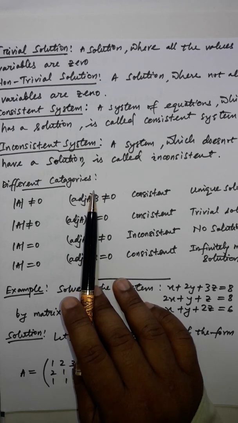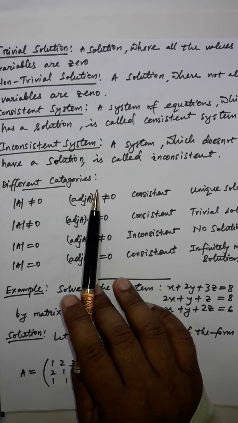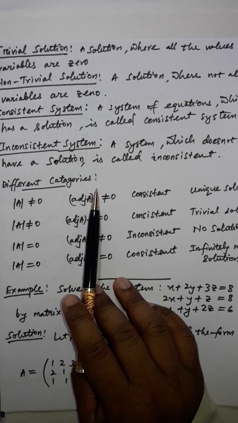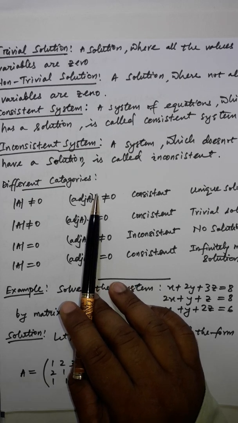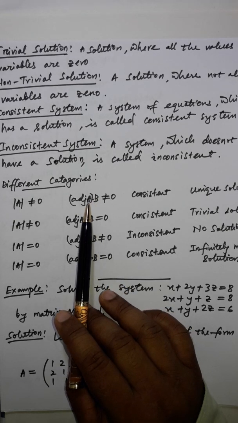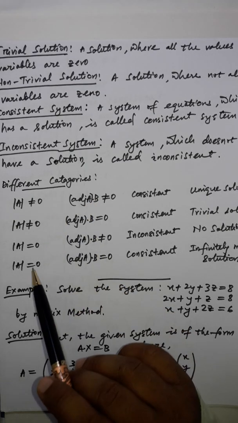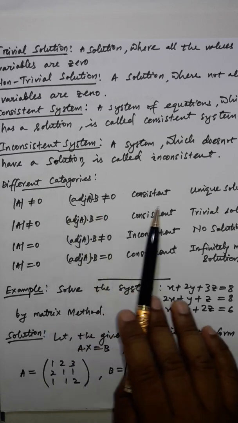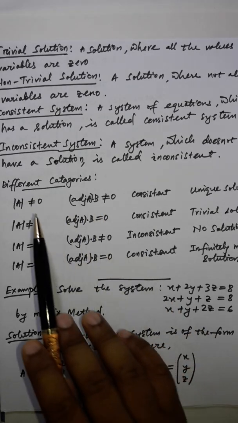Now as we know, the solution of the system of equations depends on the product of the adjoint of A with B and the determinant of A. So taking them together, we can categorize the whole system of solutions, or the categories of solution, into 4 different categories, and I have written them here for your understanding.